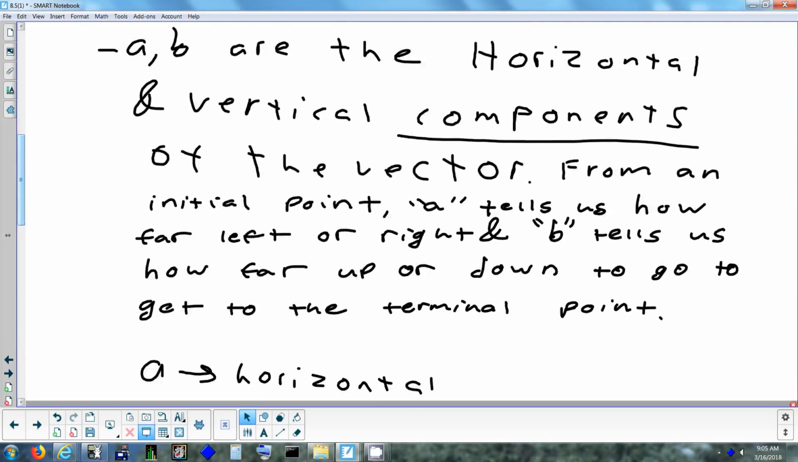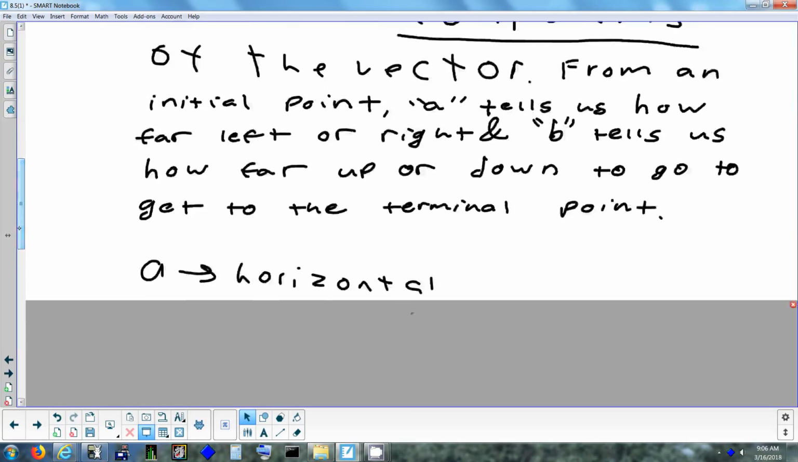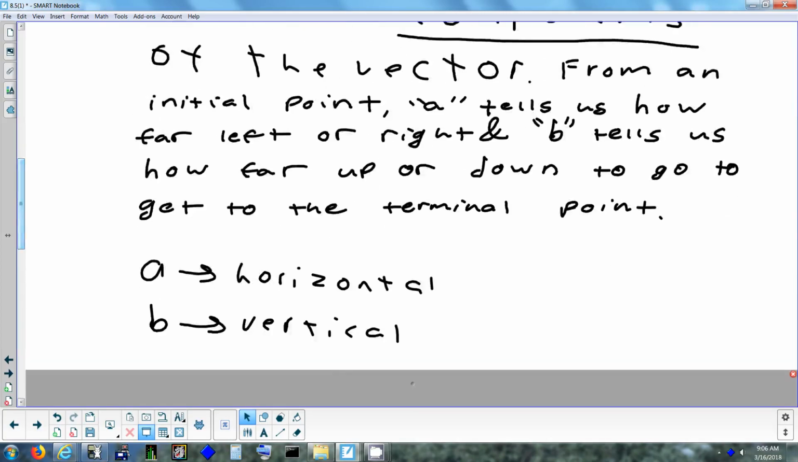You don't really have to write the next part. I mean, you should know left and right is horizontal, but if you weren't sure, left and right is your horizontal, up and down is your vertical.